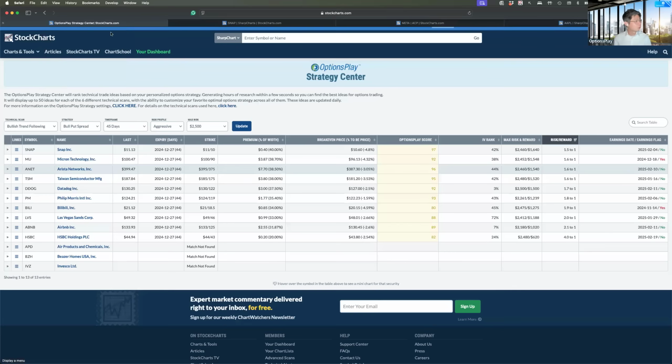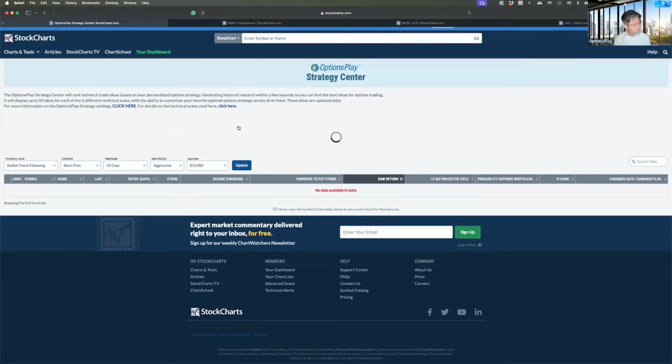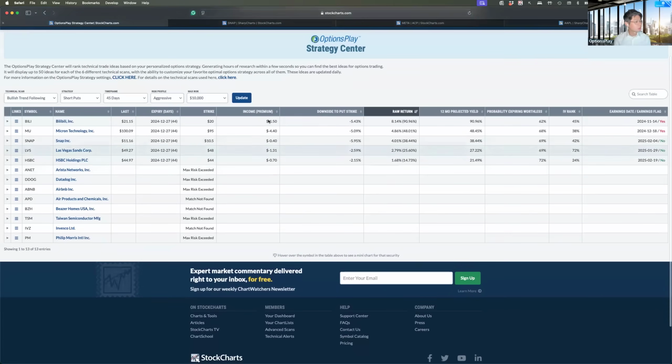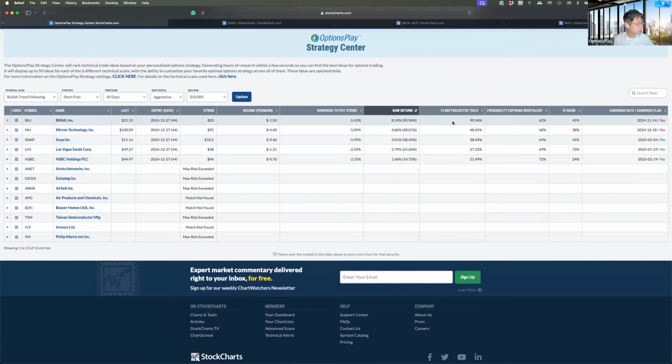More importantly, you can also use it in the strategy center. Say, what if I just want to sell puts on stocks in this bullish trend following list, and I'm willing to risk, let's say, $10,000 in this particular case? Now it gives you all the stocks in that bullish trend following list that you can sell a cash secured put on and risk under $10,000. And it gives you a ranking based on which one gives you the highest yield. BILI gives you about an 8% raw return, about a 90% annualized yield.